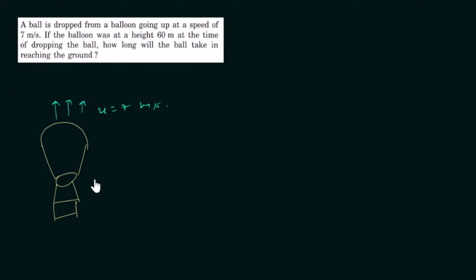There is a ball which is being dropped. At the time of dropping, the velocity is 7 meters per second and the height is 60 meters. So how long will the ball take in reaching the ground? Here we have to find this particular thing. Let us take this as the reference line. So we are going to apply d equals ut plus half at squared.